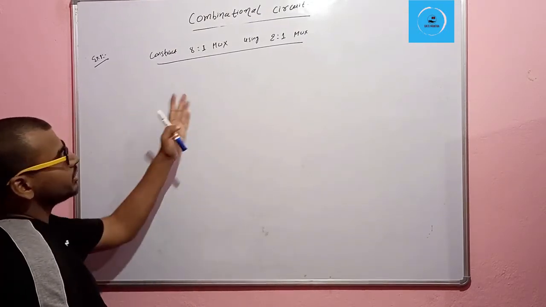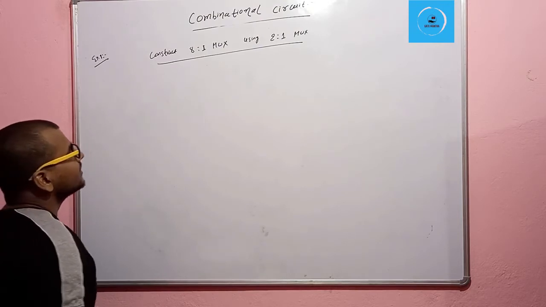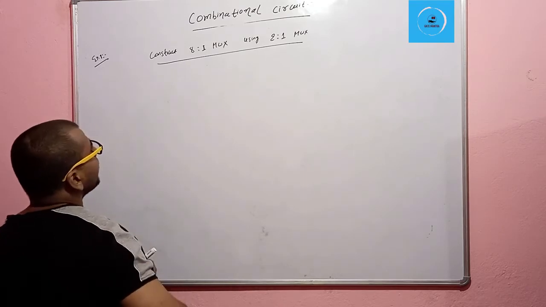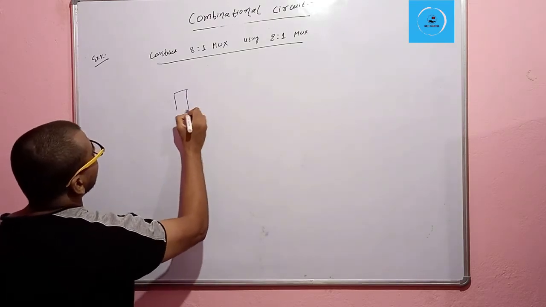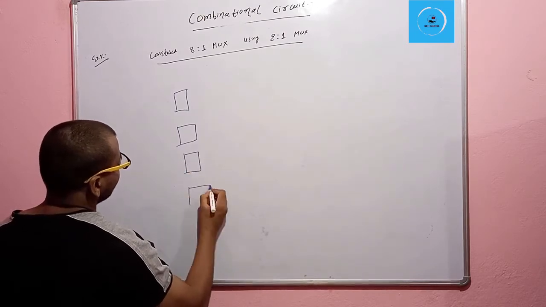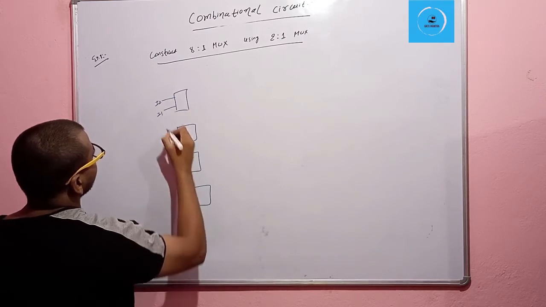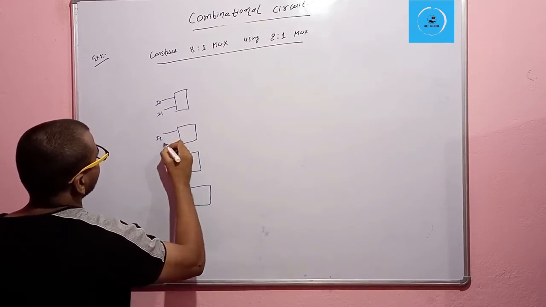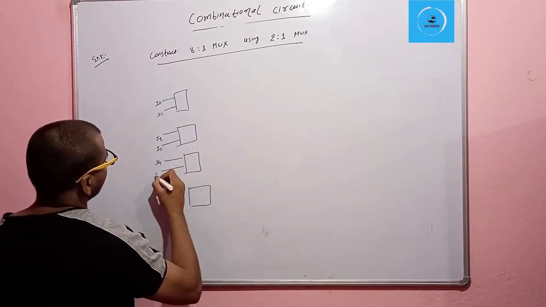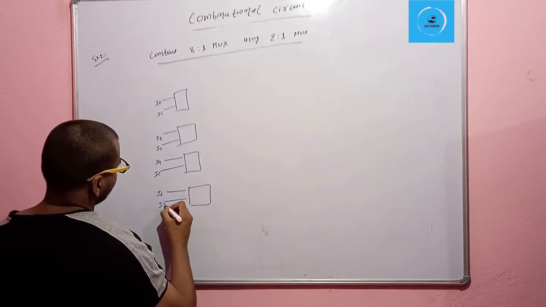So we need the 8 inputs, but here we have only the 2 inputs. So for getting the 8 inputs from 2 inputs, we require the 4 2 to 1 muxes in the first stage. I0, I1, I2, I3, I4, I5, I6 and I7.